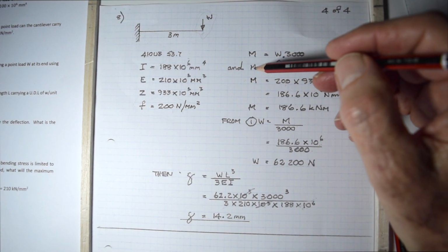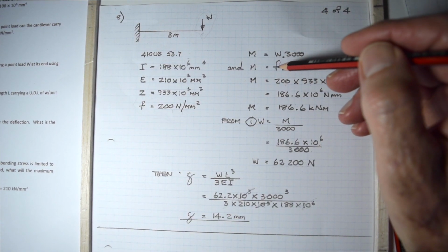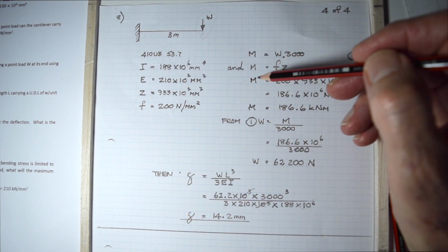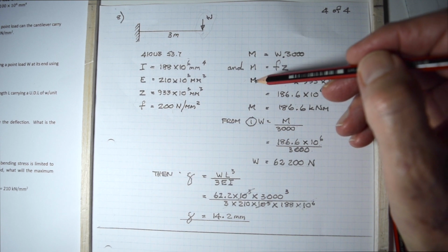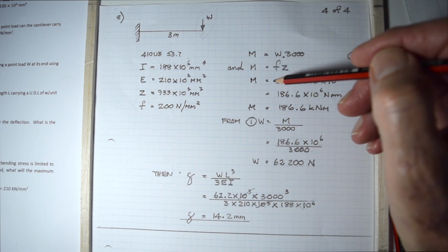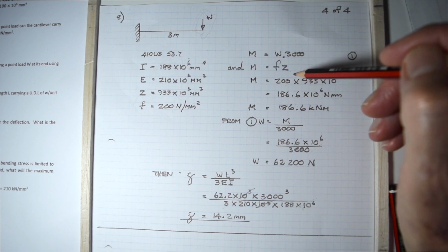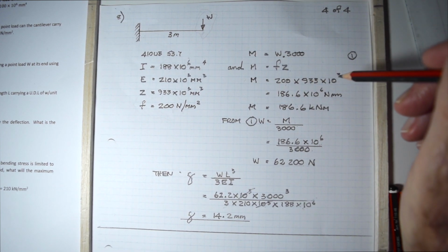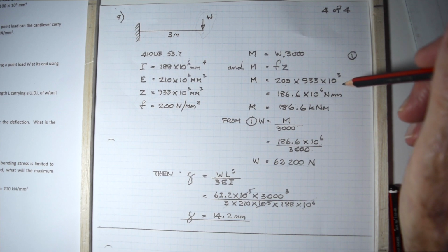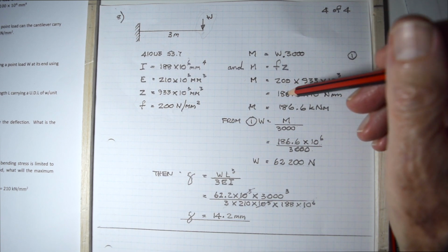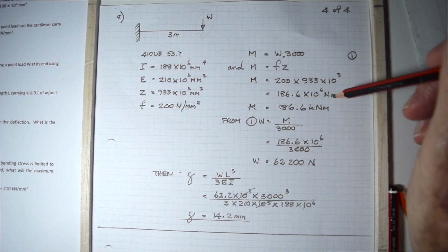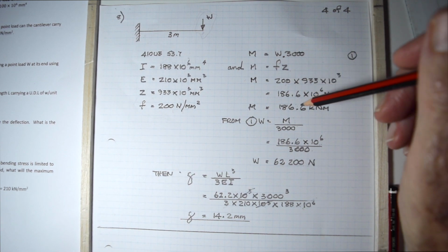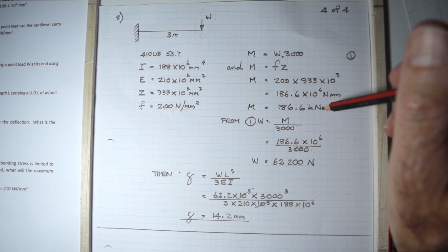But M, as you all know, also equals Fz, the allowable bending stress times the section modulus. So using that, moment equals the stress, 200 newtons per square millimeter, times the section modulus, 933 times 10 to the 3 millimeters cubed. So the allowable moment that you can put on there due to a bending stress of 200 newtons per square millimeter is 186.6 kilonewton meters.